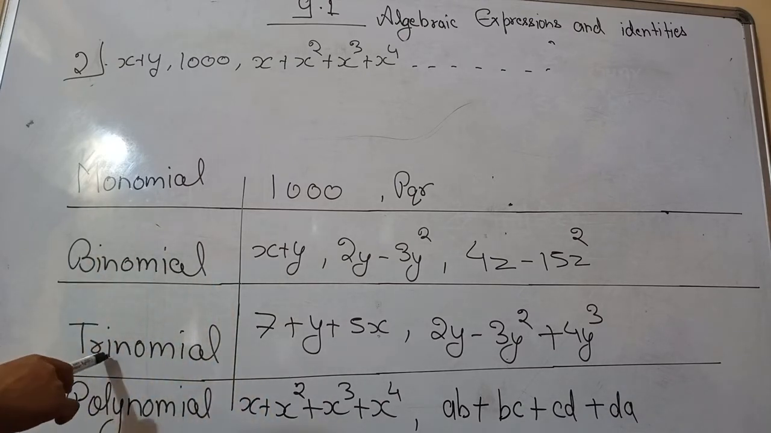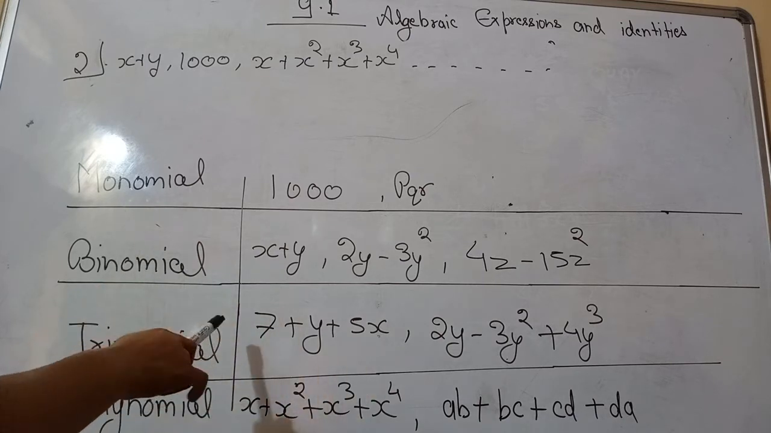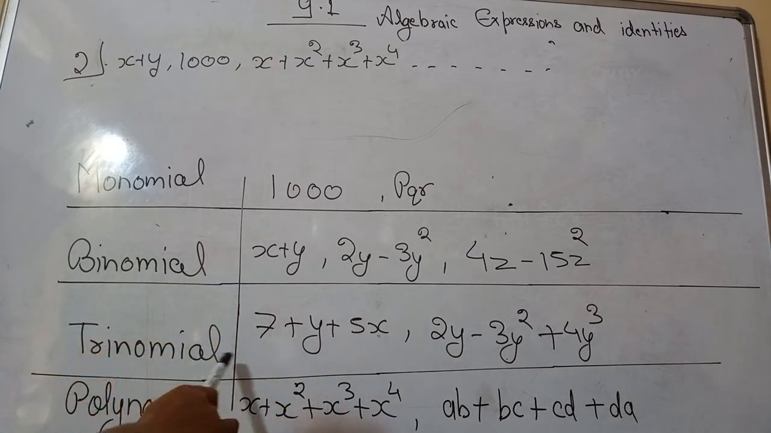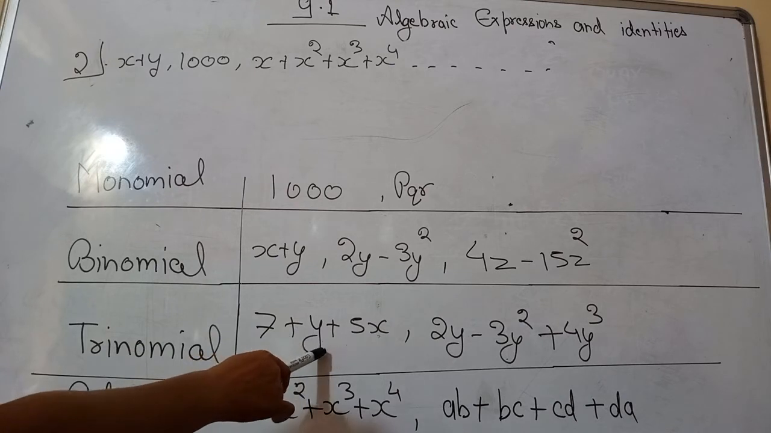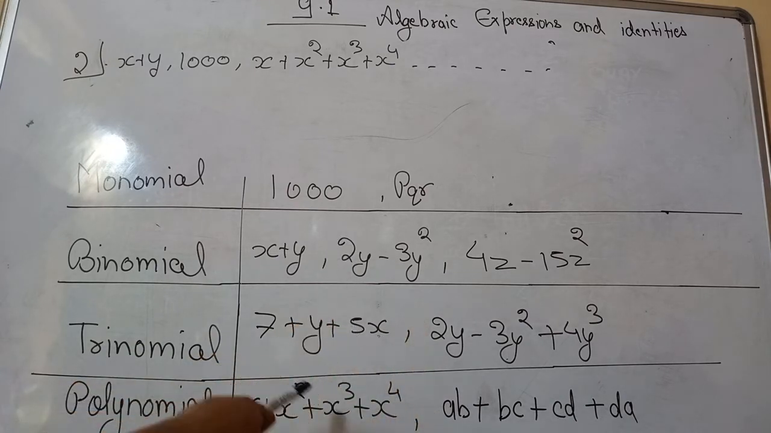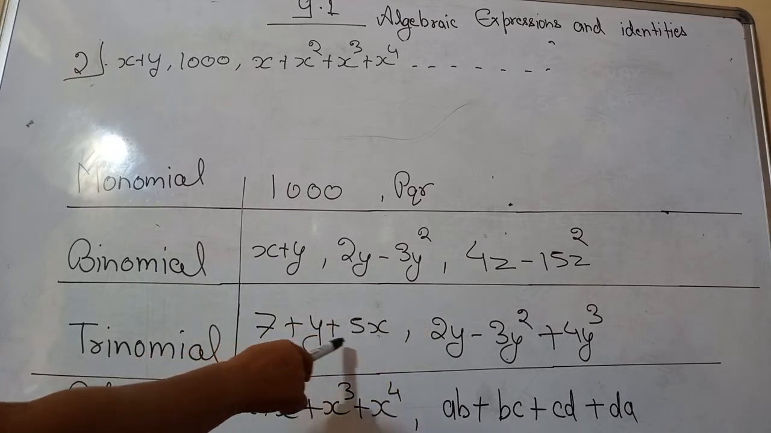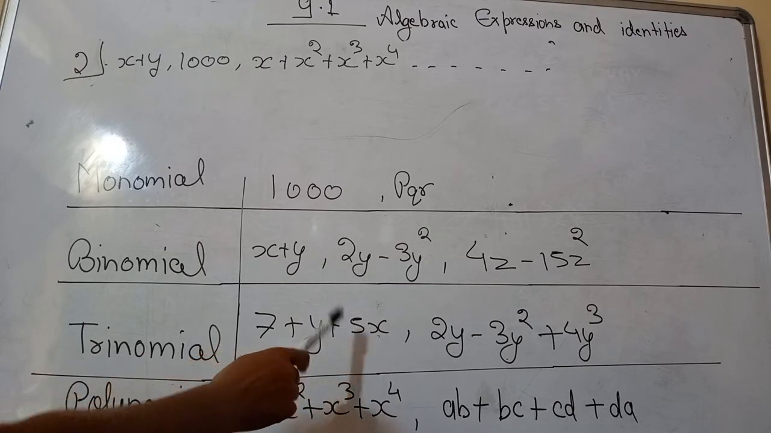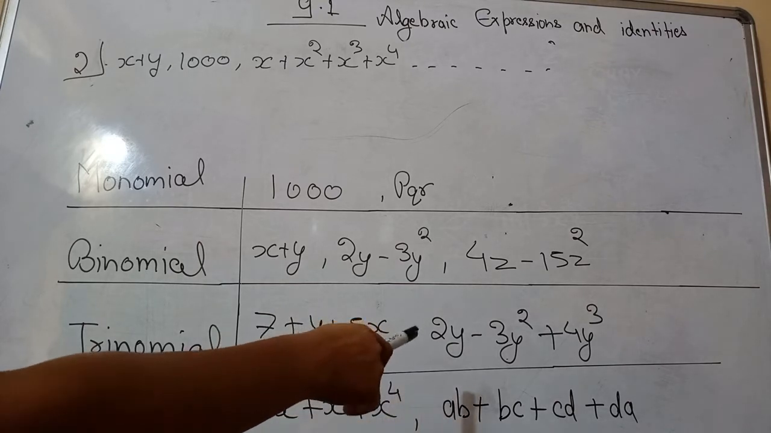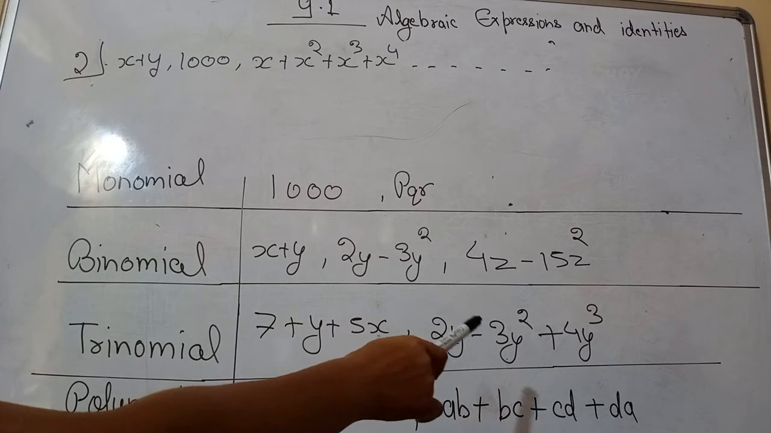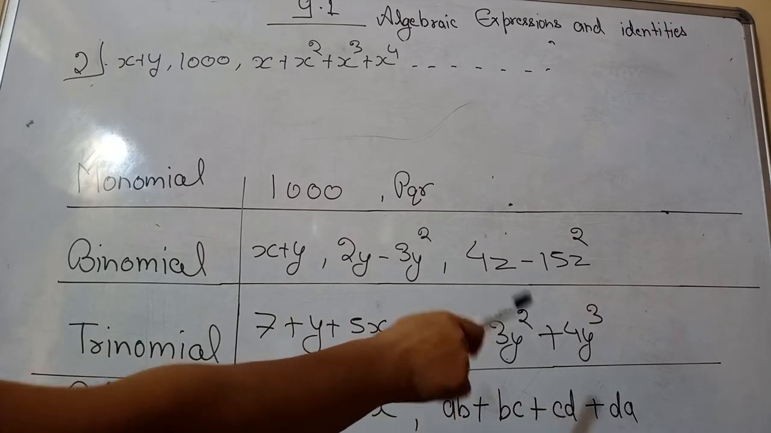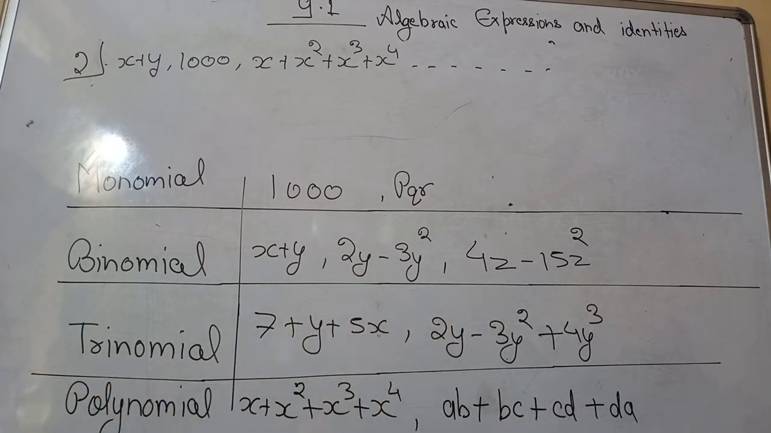Trinomial also, tri means 3. Clear by its name, the expression which is containing 3 terms. Here you can see first term, second term and third term. How are there 3 terms? Because 3 parts are divided by 2 operational signs, that are addition and addition. Same with trinomial: 2y square first term, minus 3y square second term and plus 4y cube third term. So trinomial means any algebraic expression which is having 3 terms.